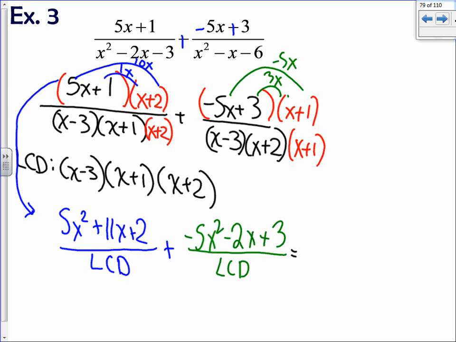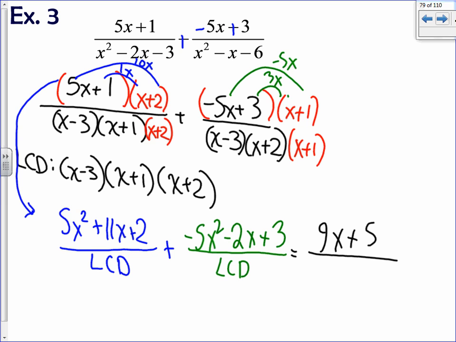I'd like to say lastly, but I don't know if it's lastly, because I might have to reduce my fraction. It might be my last step though. I'm going to combine like terms, or in other words, add my numerators. So I get 9x plus 5.